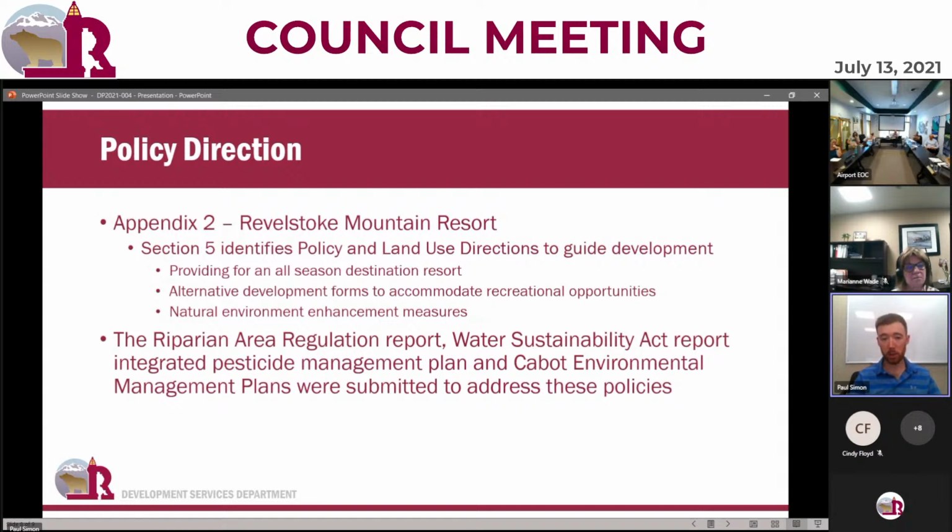So some of the key policies in here look at providing for an all-season destination resort. So obviously construction of a golf course does contribute to this. It is outlined in the master development plan with the province that RMR does have, and it is looking at turning RMR aside from just being a winter destination to an all-season destination now.